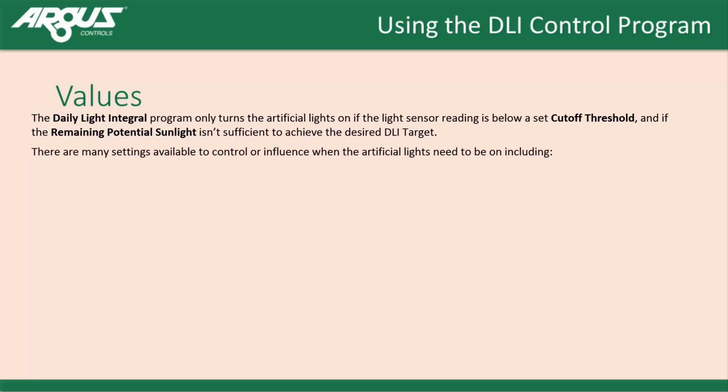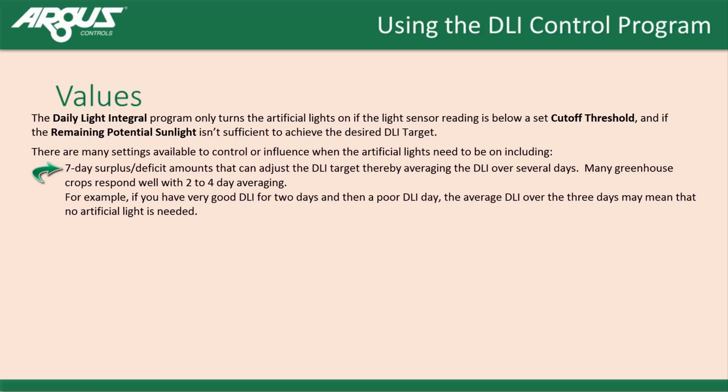There are many settings available to control or influence when the artificial lights need to be on, including 7-day surplus deficit amounts that can adjust the DLI target, thereby averaging the DLI over several days. Many greenhouse crops respond well with a 2 to 4 day averaging. For example, if you have very good DLI for 2 days and then a poor DLI day, the average DLI over the 3 days may mean that no artificial light is necessary.